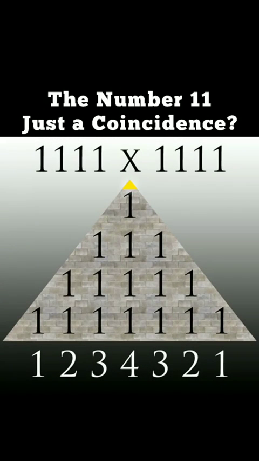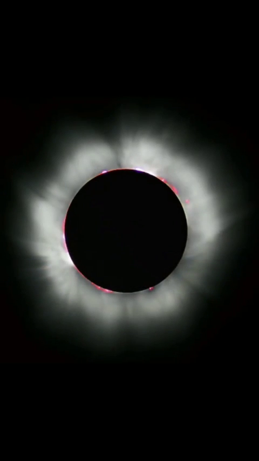This number, this 11, this 1111, seems to work itself into a lot of things. I mean, predominantly the first thing is the universe itself. Obviously, on the 11th of August 1999 at 11:11 a.m. there was a total solar eclipse that was observed through Europe.